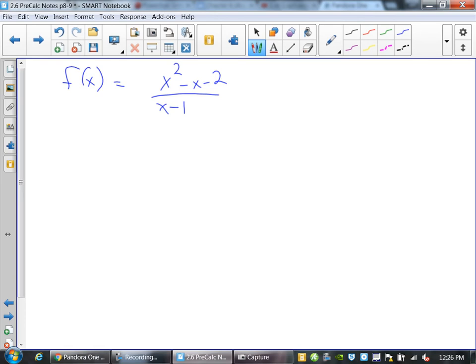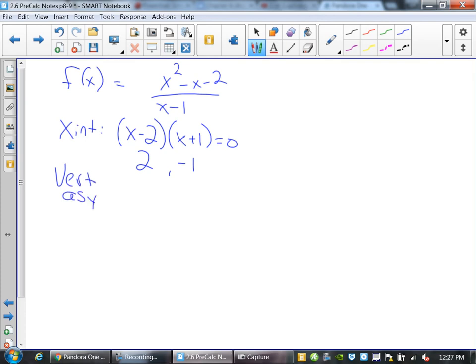Start with your x-intercepts. You get them from the zeros of the numerator, which means I have to factor that. What times what is -2? You add together, get -1. -1, very good. So your zeros are at 2 and -1. Vertical asymptote, 0 denominator, is x equals 1. Relatively simple. And then lastly, to get our slant, we just have to divide out.